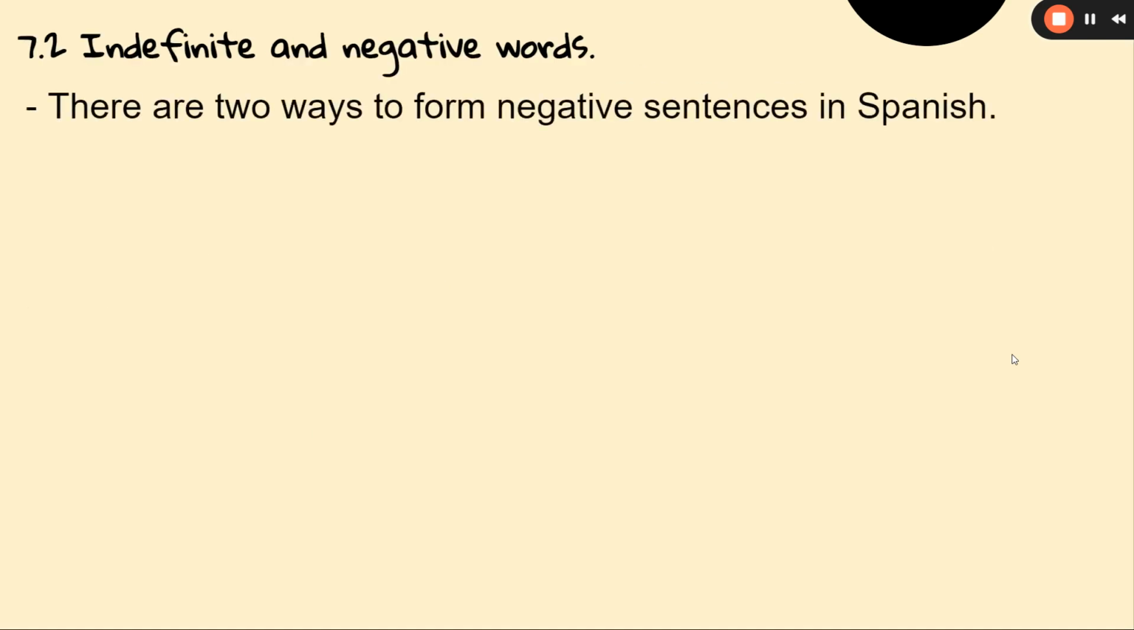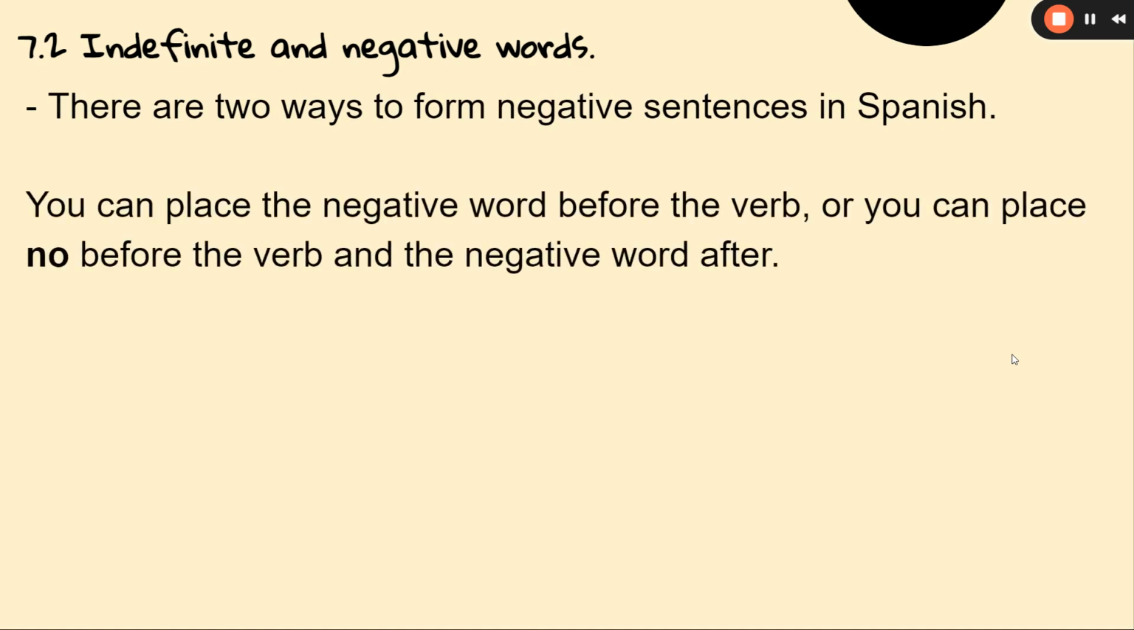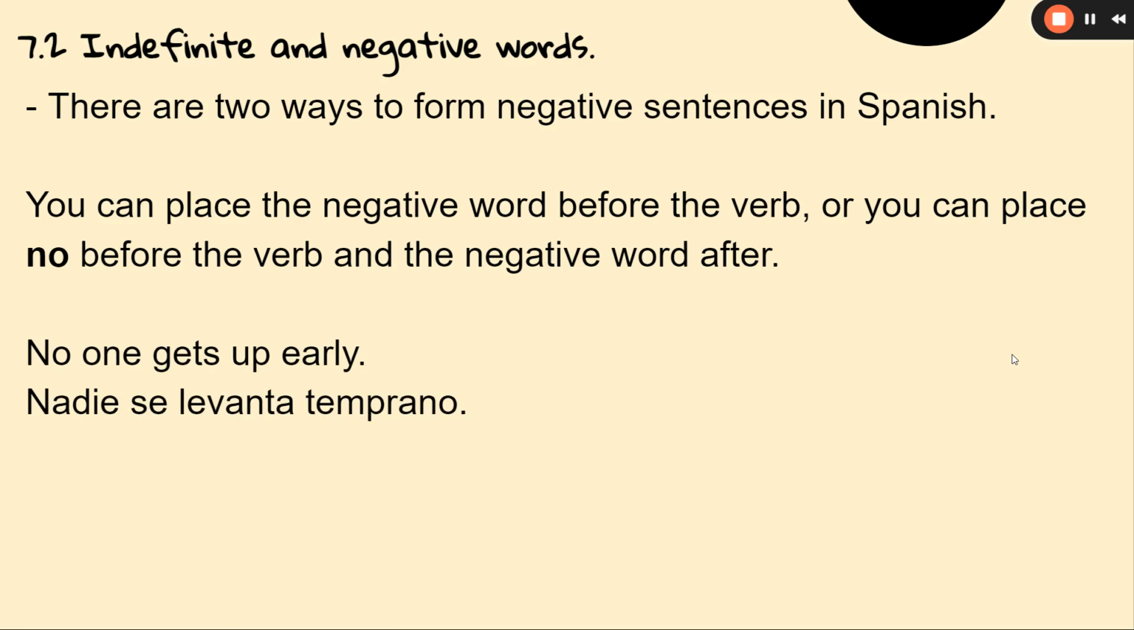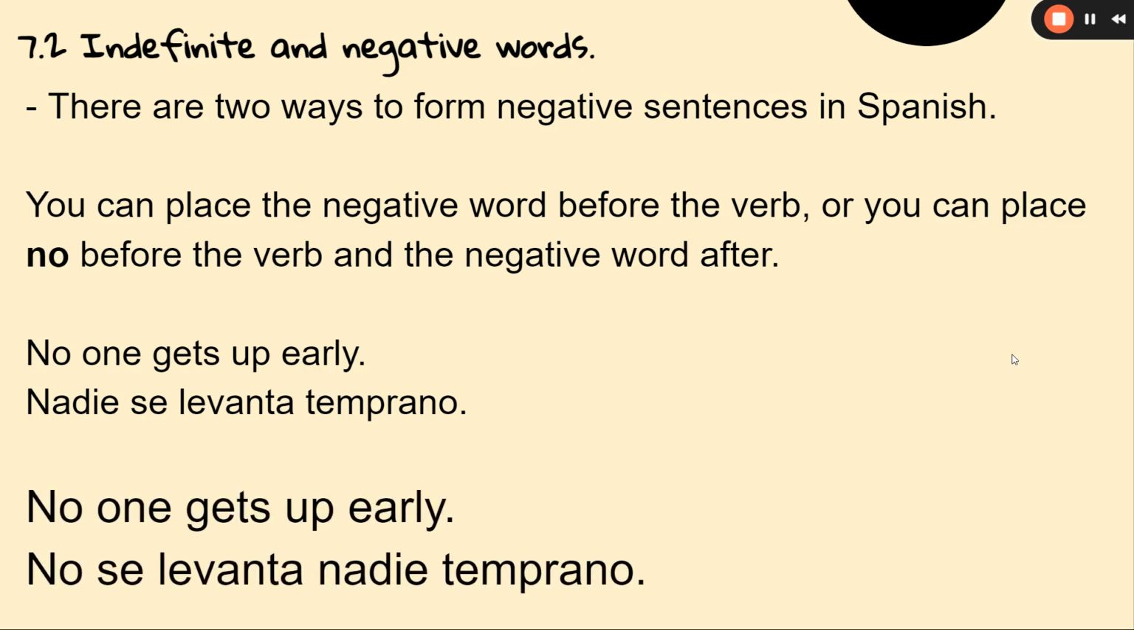There are two ways to form negative sentences in Spanish. You can place the negative word before the verb, or you can place no before the verb and then the negative word after. No one gets up early. Nadie se levanta temprano. So you have the negative word in front. Or, no one gets up early: No se levanta nadie temprano. So you could have the nadie after the verb.